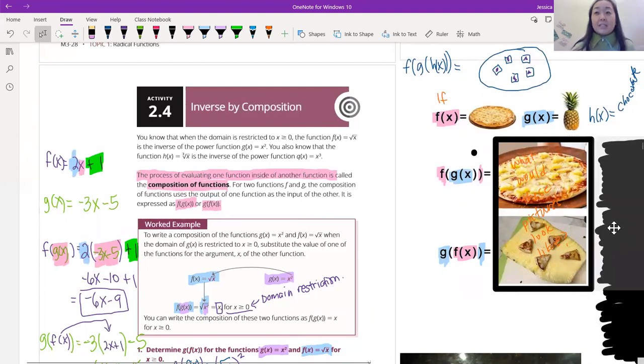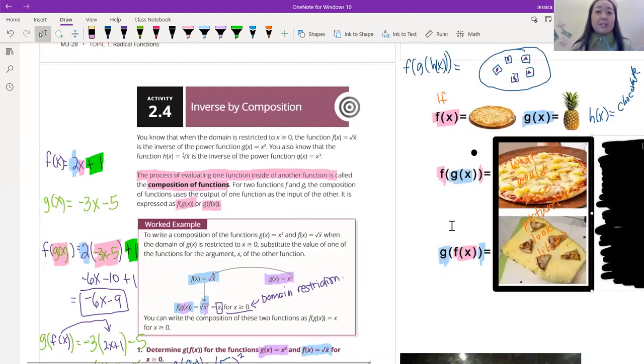It's weird. Are these the same thing? So is f of g of x and g of f of x the same thing? No. Algebraically, is it always going to be the same thing? No. It may be the same thing, but not always. Okay, and so that's what that would look like.